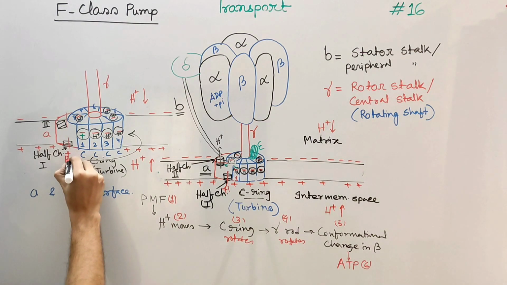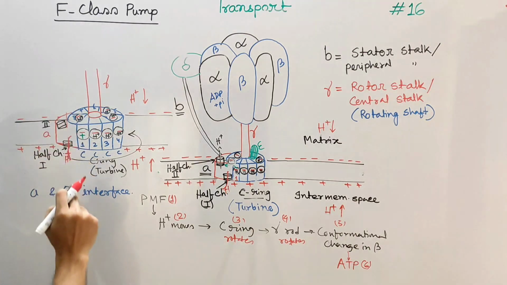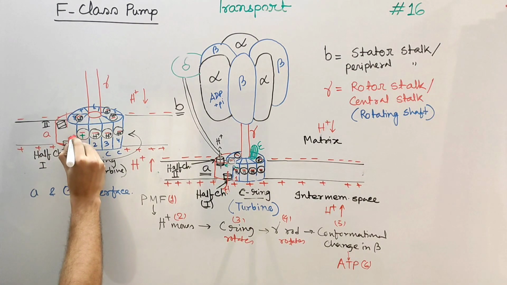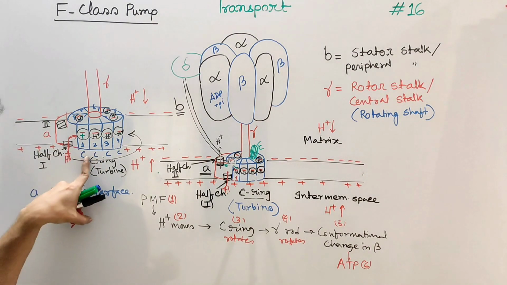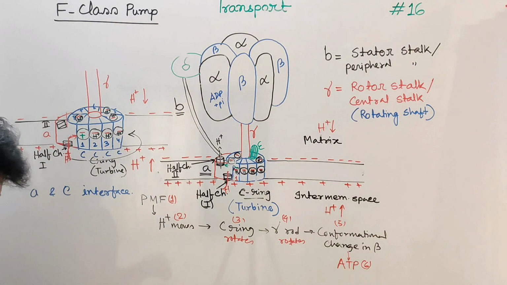Proton can enter through the half channel but cannot go out through this second channel. It can enter and go into the first C ring, or C subunit. This negative sign, what is this negative sign?